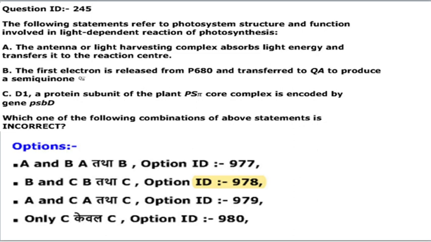Next, D1 is a protein subunit of the plant photosystem 2 core complex. It is encoded by the gene PSBD. That is absolutely a wrong option, because D1 is a protein involved in photosystem 2, but the gene which encodes this D1 protein is not PSBD, it is PSBA. PSBA means photosystem 2 reaction center protein A. It is a plastid gene, that is, this gene is present in the chloroplast genome, because photosynthesis all takes place in the chloroplast.